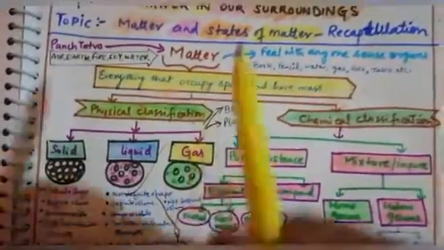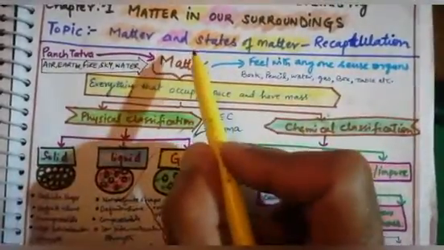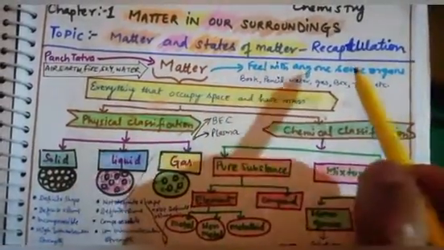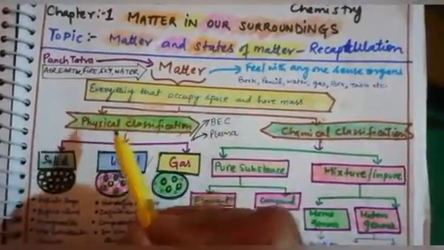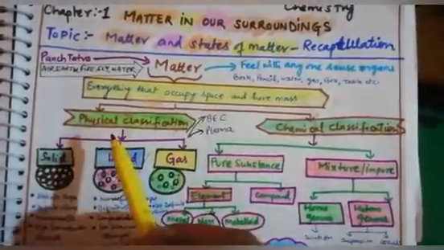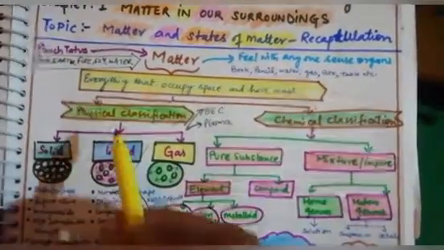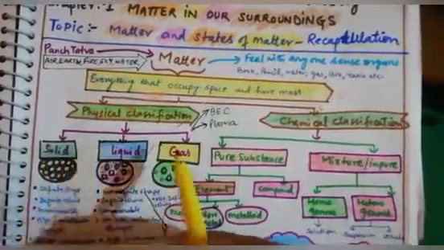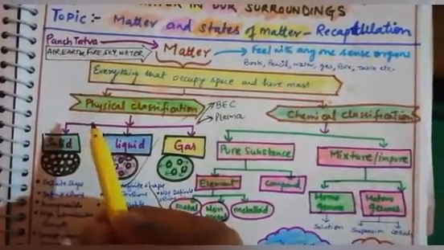In this chapter we are doing matter, which occupies space and has mass. Everything in our surrounding that we feel with any sense organ is called matter, or physically, which we can touch or feel, is called matter. Basically it is classified in two ways: physical classification and chemical classification. We will do chemical classification later on, but under physical classification, solid, liquid and gas are the three main states of matter.